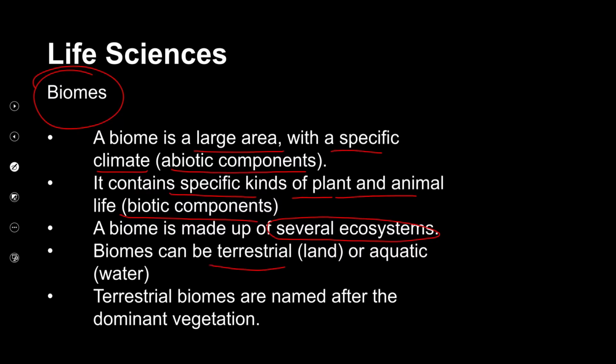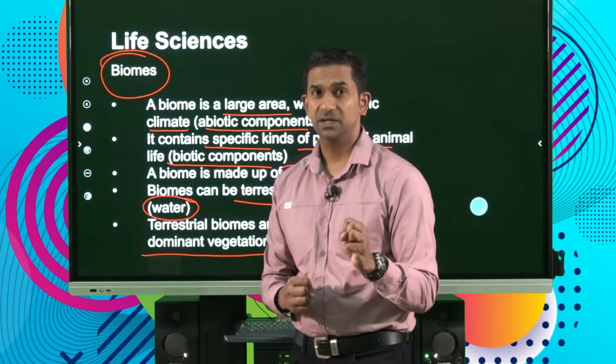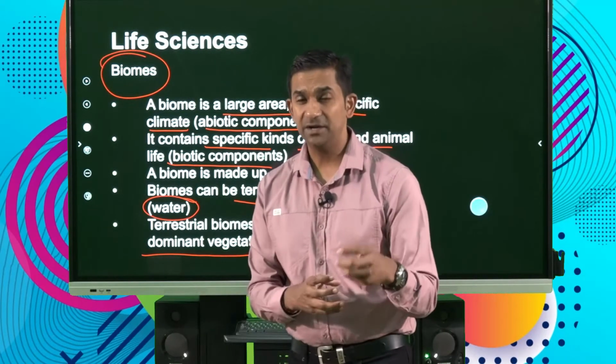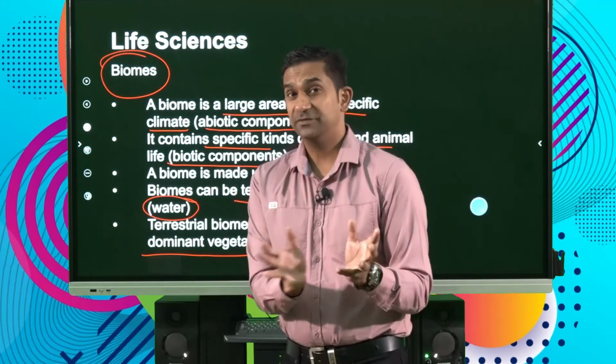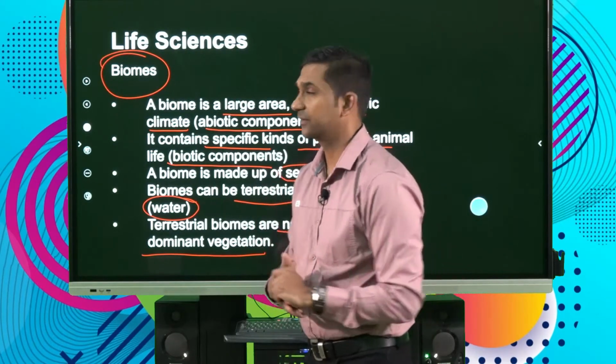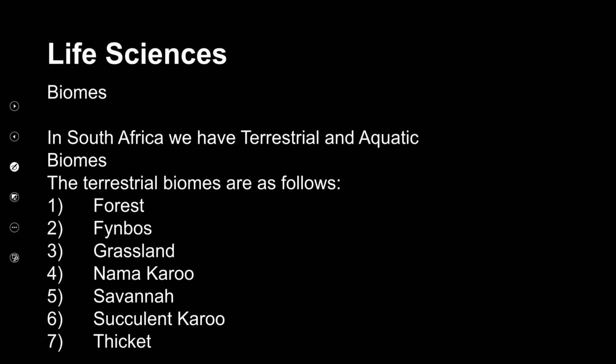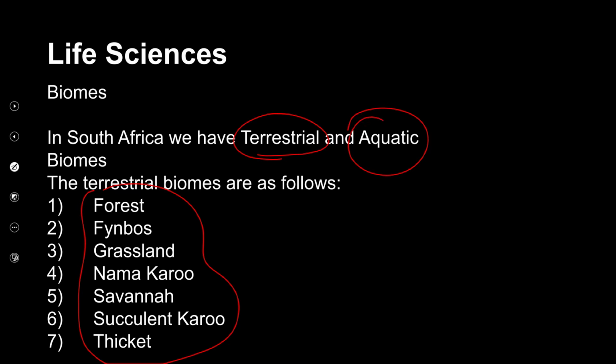Biomes can either be terrestrial, which are the ones found on land, or aquatic, the ones found in the water. Our terrestrial biomes are named after the dominant vegetation in that area. So when we unpack our terrestrial biomes, we need to realize that biomes are often characterized by the type of typical vegetation found in that specific area. So in the context of South Africa, we have different biomes, and these terrestrial biomes are broken up into 7 different areas, while our aquatic biomes are broken up into 3 or 4 different areas.